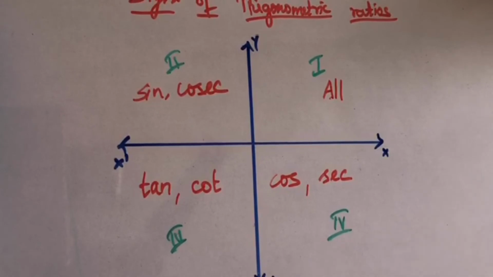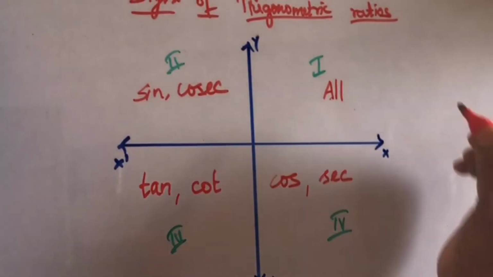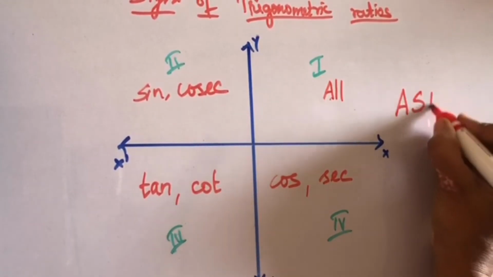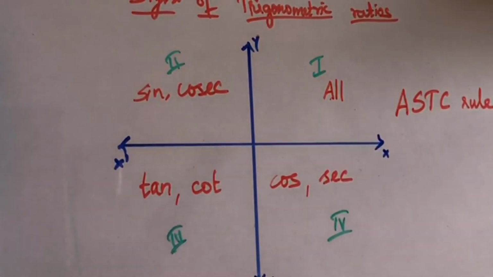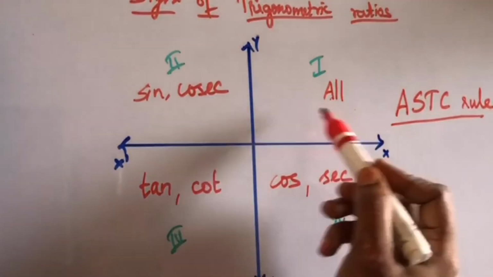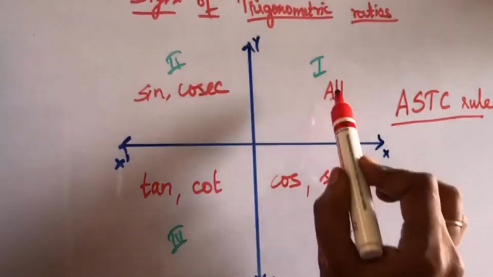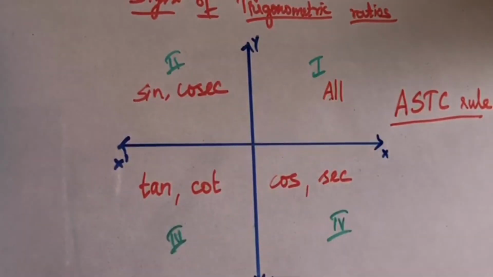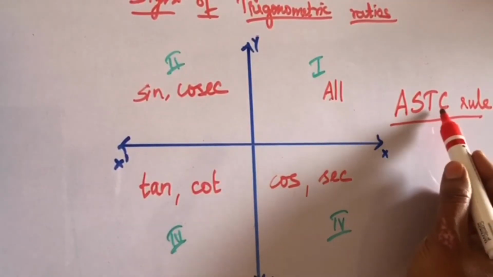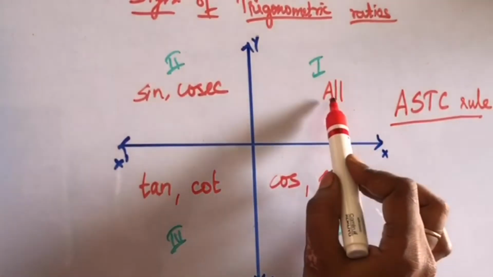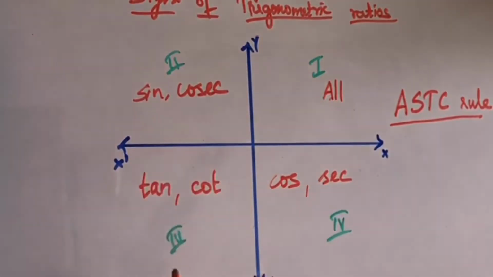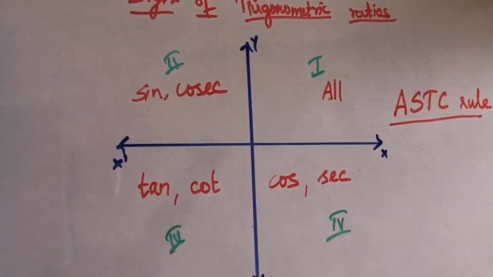To remember this, we call it the ASTC rule. If you remember this, then you can recall it very easily. ASTC rule: all students take chocolates, like that you can remember it. It is A in the first quadrant, S in the second, T in the third and C in the fourth. So, if I write sine, cosecant comes; if I write tan, cot; if I write cos, secant.